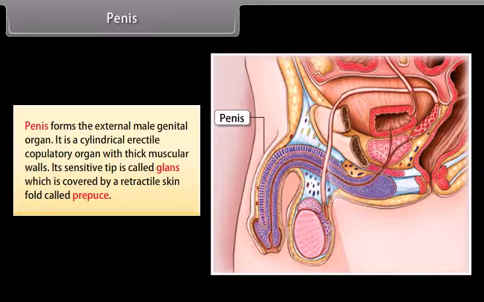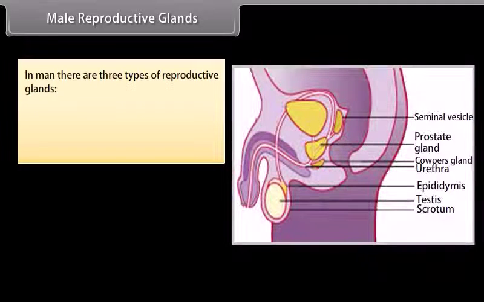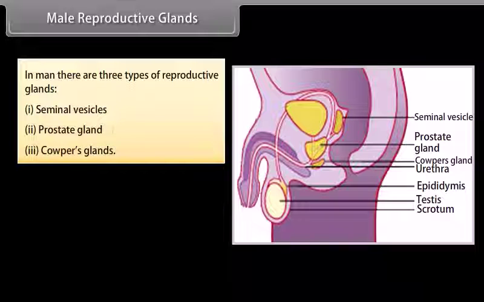Penis. Penis forms the external male genital organ. It is a cylindrical erectile copulatory organ with thick muscular walls. Its sensitive tip is called glans, which is covered by a retractile skin fold called prepuce. Male reproductive glands. In man there are three types of reproductive glands: seminal vesicles, prostate gland, and Cowper's glands.